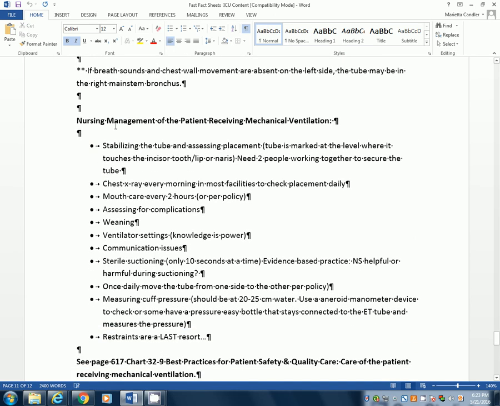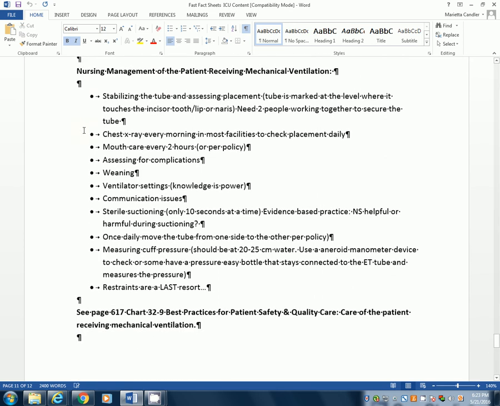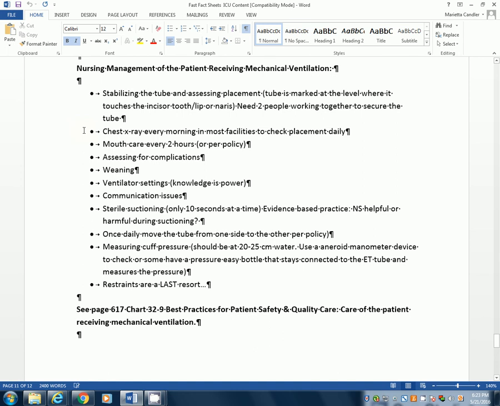Your big thing is nursing management of the patient receiving mechanical ventilation. And you do want to know where it should land, about 2 to 3 centimeters above the carina, and how to make sure it's in place. Of course, we've already said the most accurate thing is what? Chest x-ray and end-tidal CO2 expiration. So what are we going to do? We're going to stabilize the tube and assess for placement.